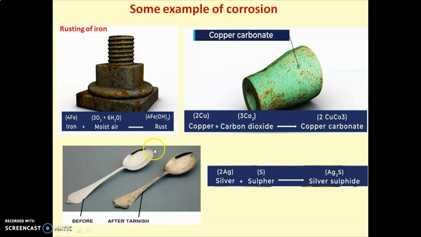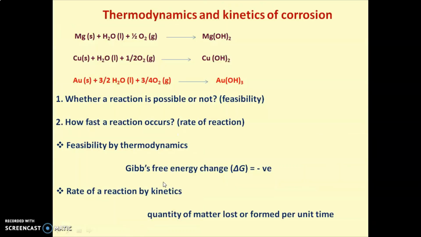This spoon is made from silver, but it has tarnished. What is this tarnished product? That is nothing but silver sulfide. Silver reacts with sulfur. Where does the sulfur come from? It comes from hydrogen sulfide gas in the atmosphere and gives rise to this. This silver sulfide is nothing but the corrosion product over the tarnished spoon.